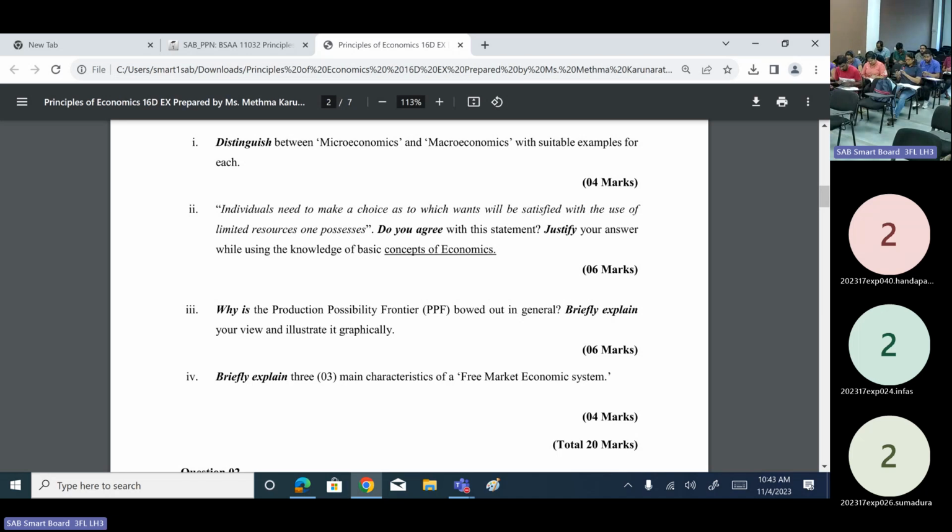Please write brief answers, okay? Even if they ask you to briefly explain in 2 or 3 sentences, don't write paragraphs and paragraphs. Because of 5 questions, you have to read all 8 questions to select.